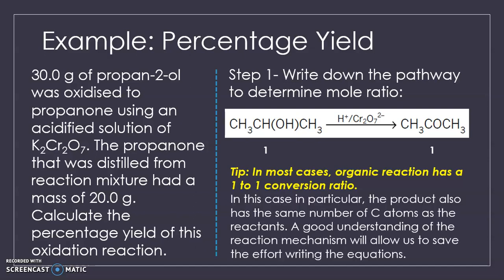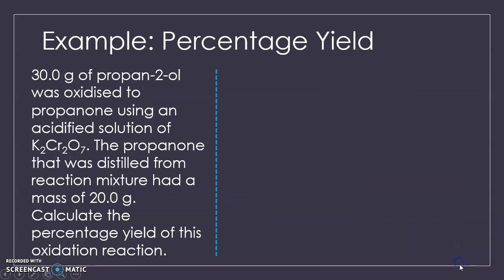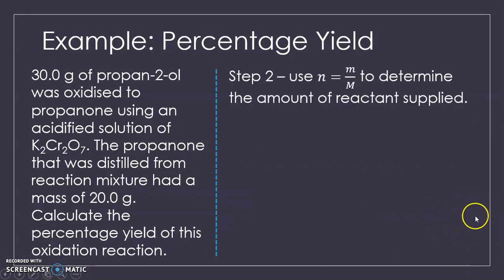In this case in particular, we notice that even the carbon atoms in the reactants and products are the same. So it's a 1-to-1 ratio. Without even writing out the entire balanced equation, we know that it's going to be 1-to-1. So when we're doing calculations of organic reactions, a good understanding of the reaction mechanism will allow us to save a lot of time and effort by not writing out the entire balanced equation. Once we determine the ratio, we can use the molar mass-mole conversion equation to determine the amount of reactant supplied.